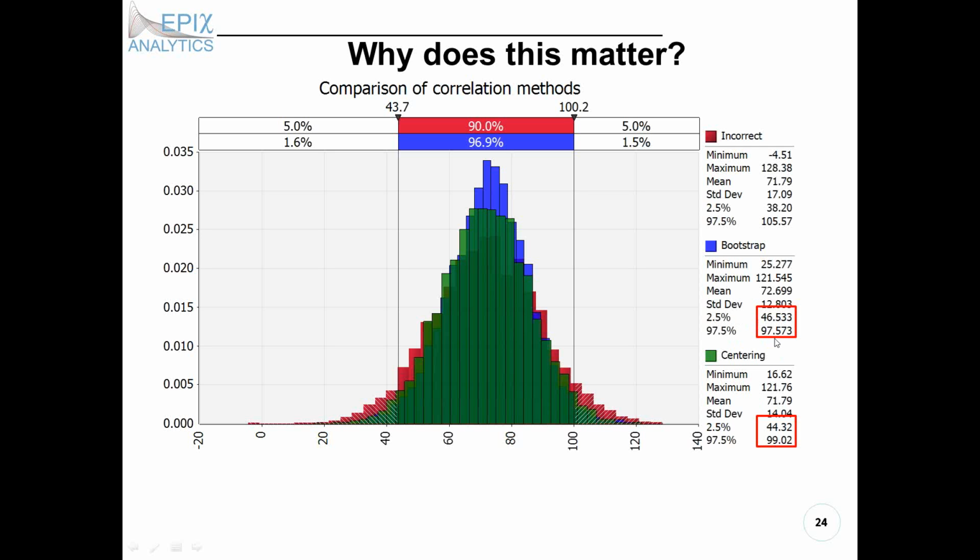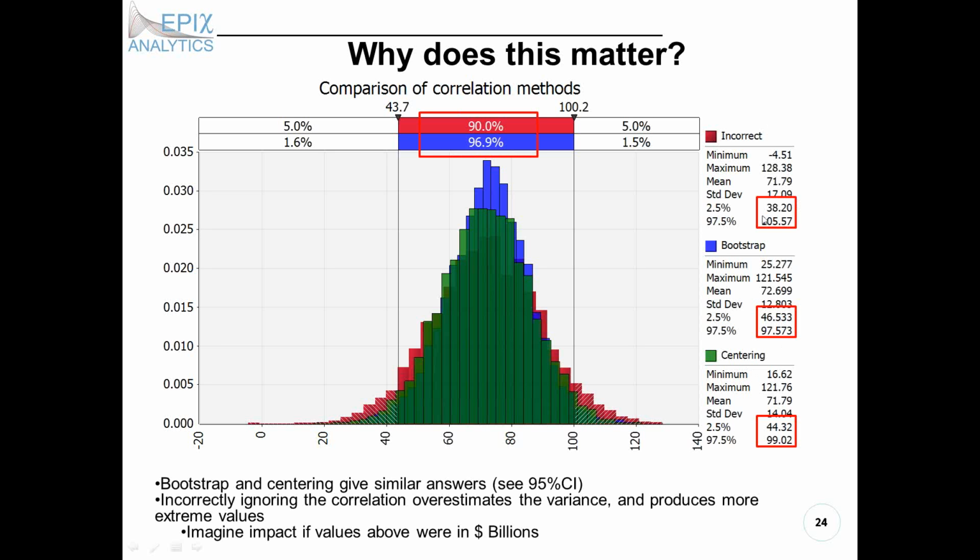Again, part of it is due to chance, and part of it is that when centering, we are saying there is no correlation. There is a tiny bit of correlation that we're ignoring, but it's not a practical difference. Whereas for the incorrect method, when we didn't reduce the correlation using centering, we have much wider confidence intervals. So although in this figure it doesn't look that strikingly different, we're talking now, say, in billions of dollars. A difference between 99 and $105 billion is a big, big difference.